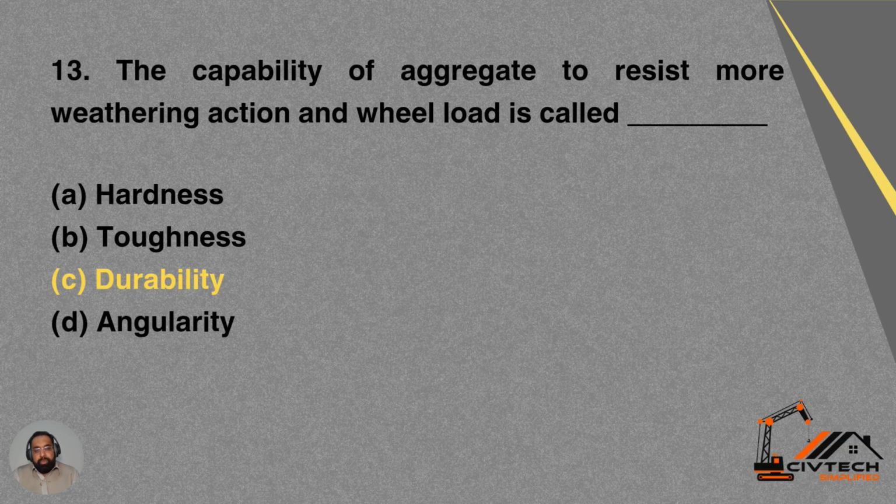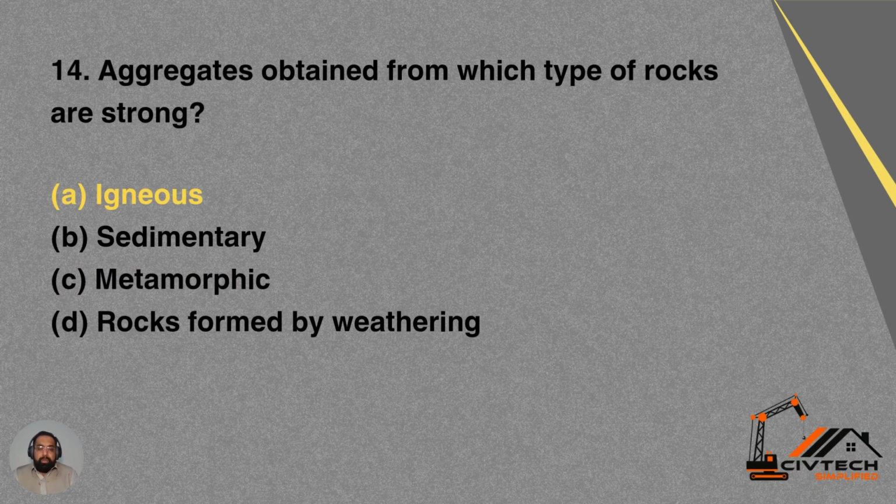Question number 13. The capability of aggregate to resist weathering action and wear load is called: option A, hardness; option B, toughness; option C, durability; option D, angularity. So C is the correct answer, which is durability.